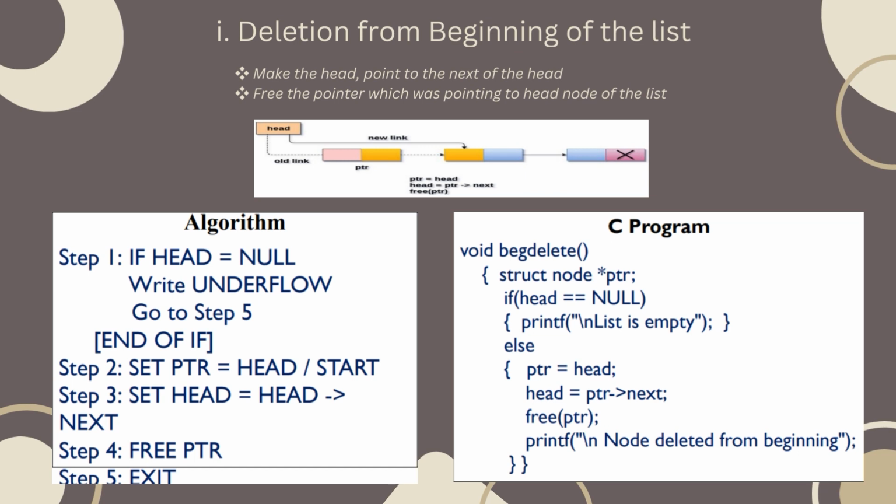Algorithm is step 1, if head is equal to null. Head equal to null indicates that there are no elements in the linked list and the user is trying to delete an element from the linked list, which is not possible and will give an error condition, that is, display underflow, go to the last step, step 5. Step 2, set PTR is equal to head or start. Step 3, set head equal to head of next. Step 4, free pointer. Step 5, exit.